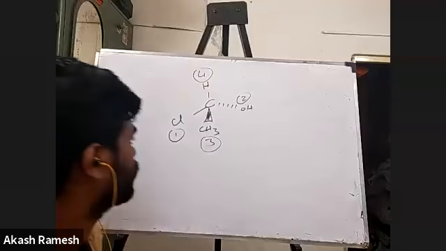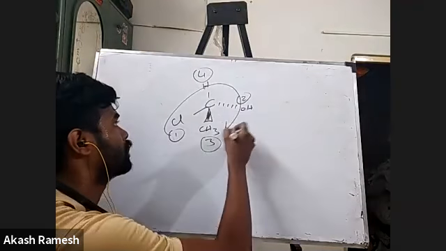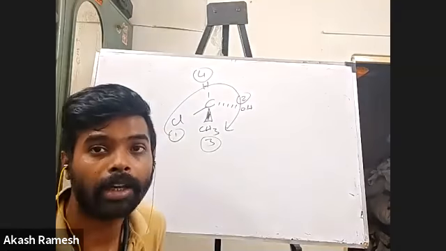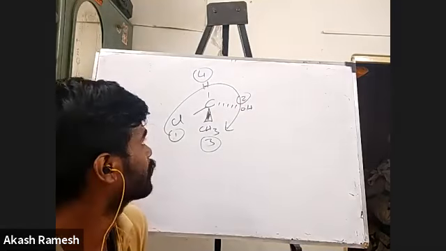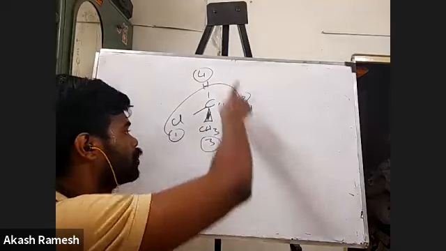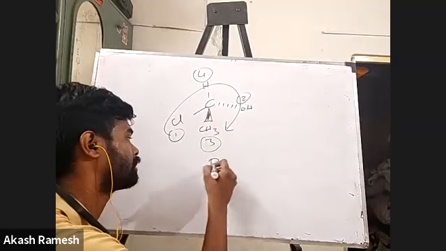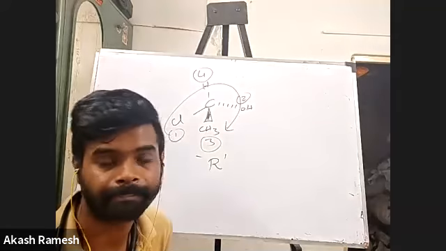Now how am I going? 1, 2, 3, forget 4. So 1, 2, 3. What direction am I going? Clockwise. I'm going 1, 2, 3 clockwise. So for this, it is R.